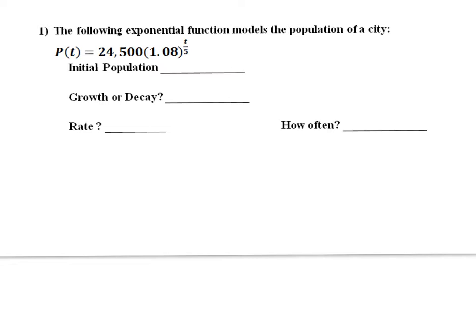Recall that the initial population is just my a value. So when I look at this equation, I see that the a value tells me that my population must have started with 24,500. Growth or decay, well, I'm going to take a look at the b. So when I see the b in my equation, I see that that b value is greater than 1. So that tells me that I must have a growth factor here. This must be a population that is growing. I know that because the b value is greater than 1.